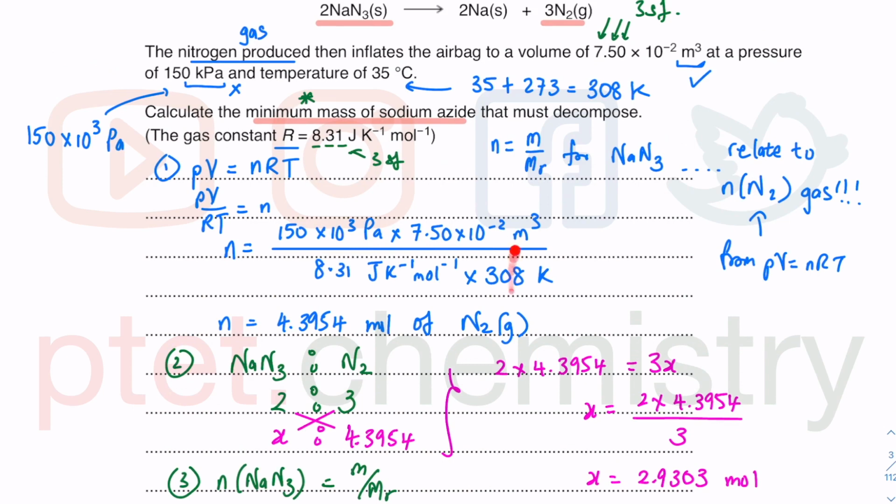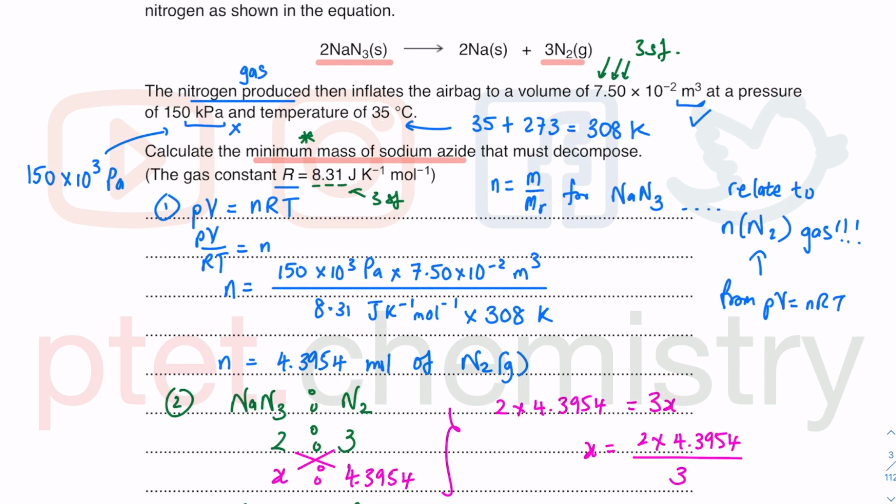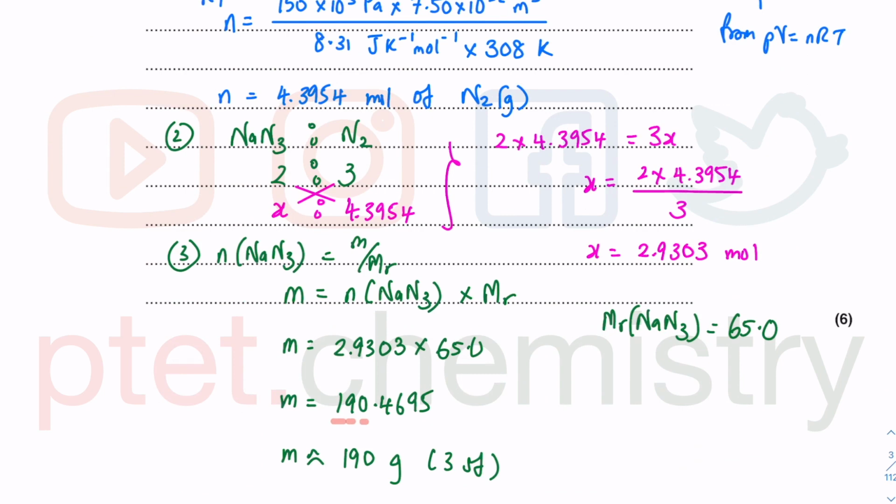But first, relating to the ideal gas equation to find the mole of the gas. And once you get the mole of the gas, use mole ratio to work out the mole of the solid NaN3, and then use mass over MR to work out the mass of the NaN3 required for that 6 marks overall question.